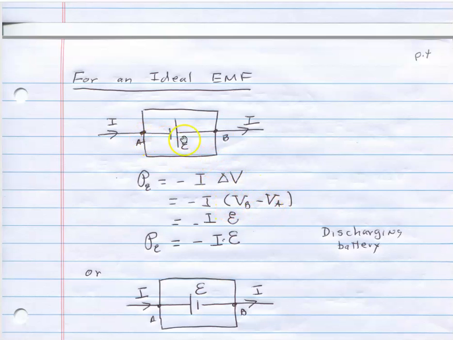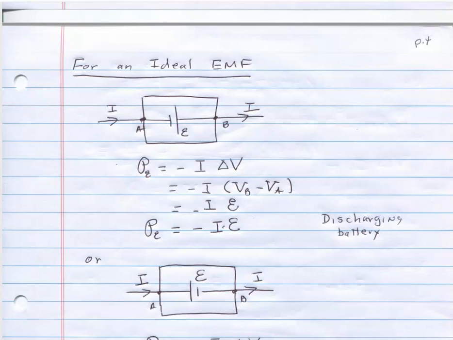VB minus VA. Well, the potential difference is E. And again, the long bar is positive, the short bar is negative. If I go from A to B, I'm increasing the potential. So delta V is a positive E. And I get that the power delivered to the circuit element, namely this EMF, is negative. And that means that both I and E now are positive, and the negative sign indicates to us that the battery or the EMF is losing energy. So this is a case of discharging the battery. It's in use going into producing that current, probably.